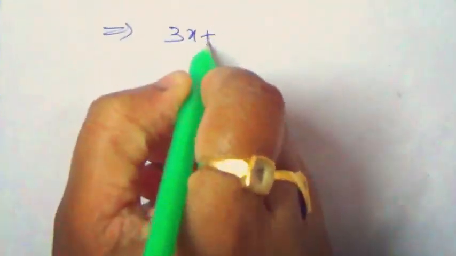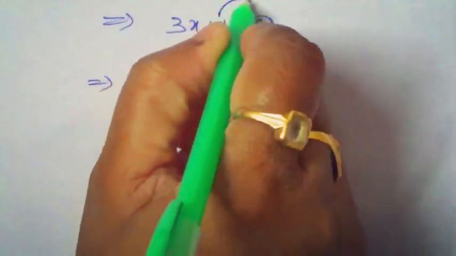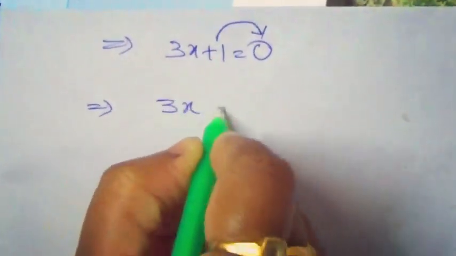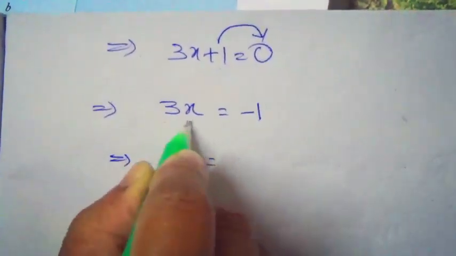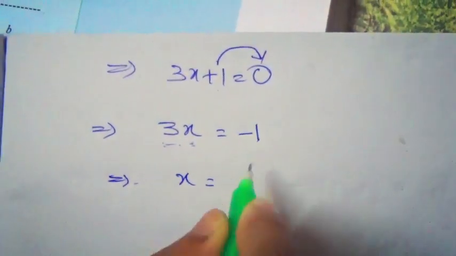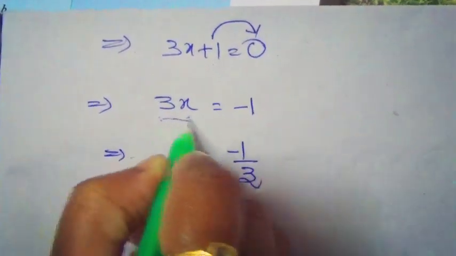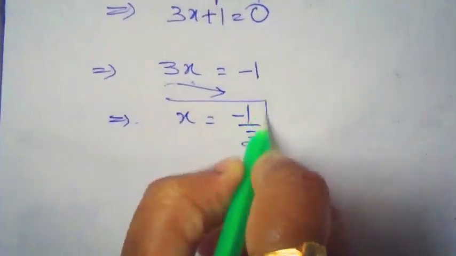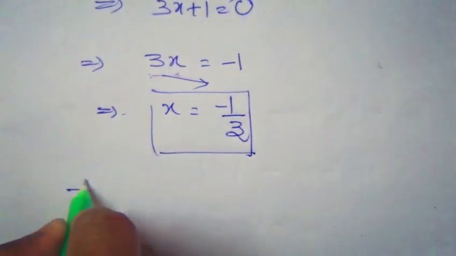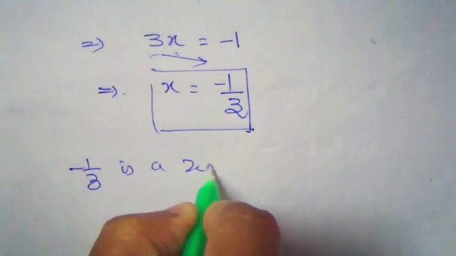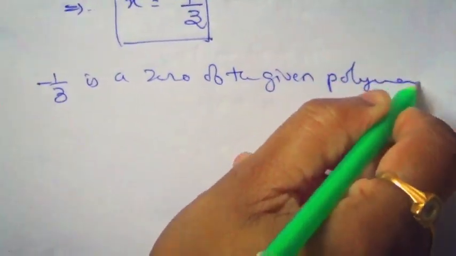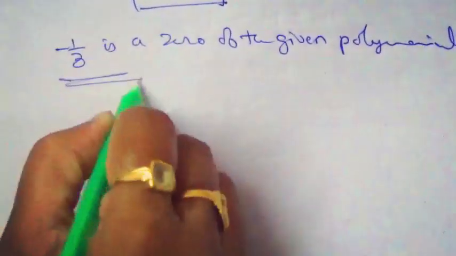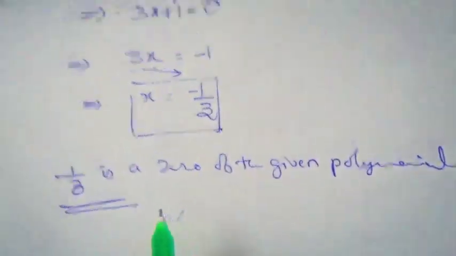So 3x plus 1 is equal to 0. That implies 3x is equal to minus 1, the plus 1 becomes minus 1 on the other side. Then x is equal to, since it is in product, it becomes the denominator on the other side, 1 by 3. So x is equal to minus 1 by 3. Minus 1 by 3 is the 0 of the given polynomial.